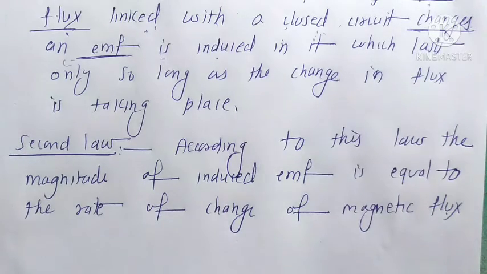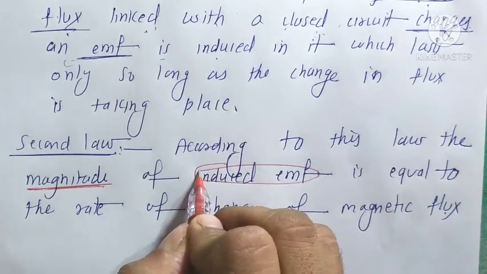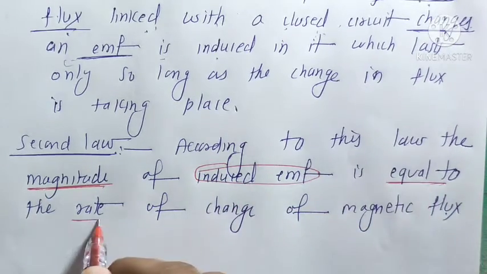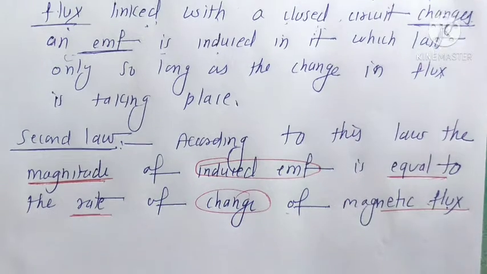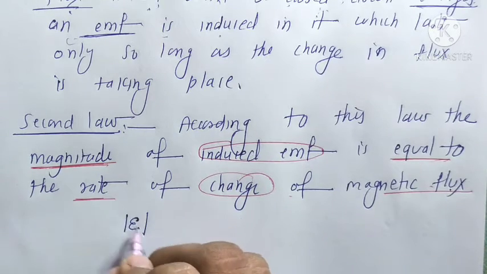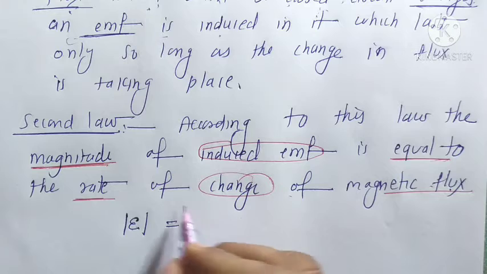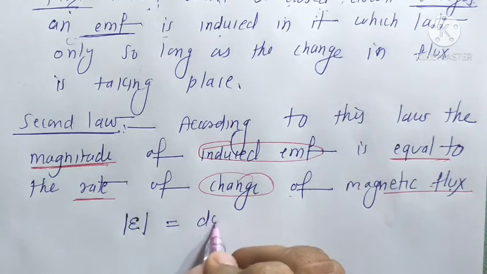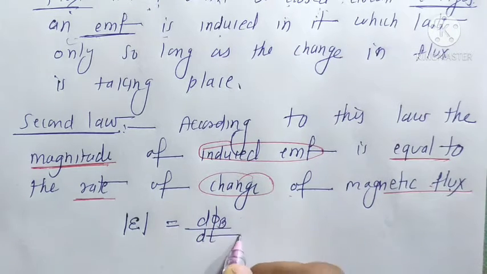Okay, so here you see that. According to this law, the magnitude of induced EMF is equal to the rate of change of magnetic flux. If we take the symbol of magnetic flux and take only its magnitude value, it is equal to the rate of change of magnetic flux, d phi B upon dt.